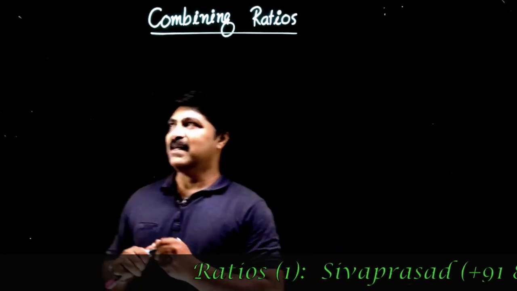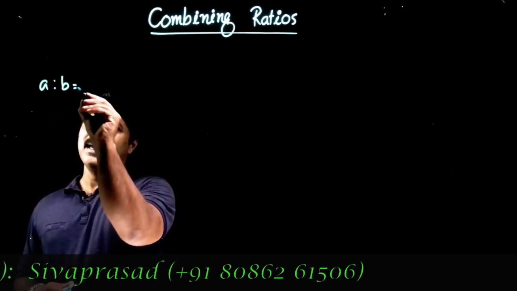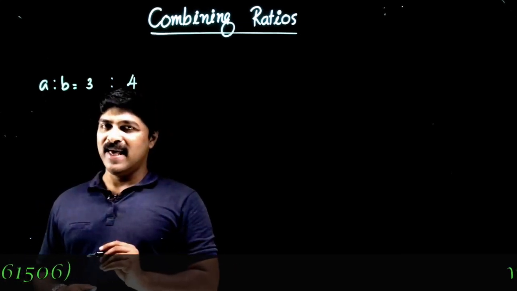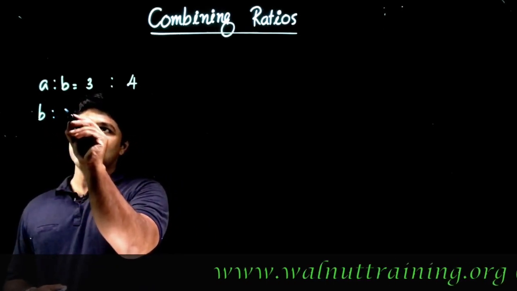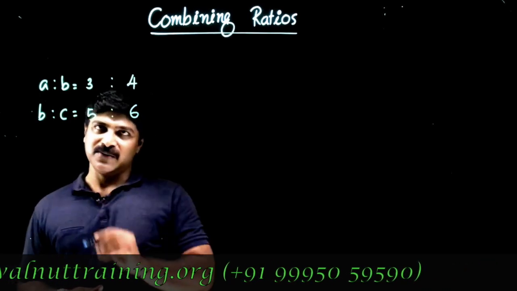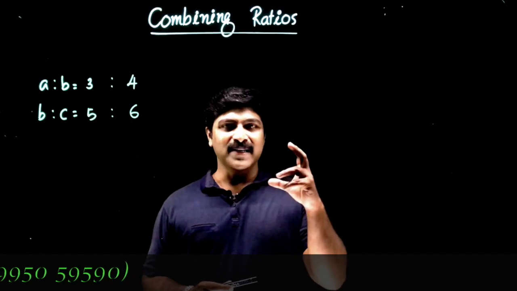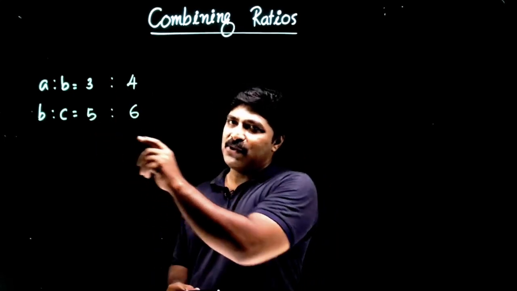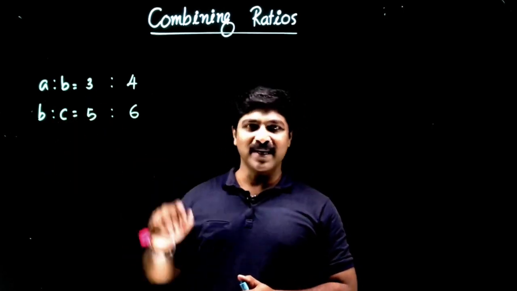Suppose we consider the ratio A is to B equal to 3 is to 4, and another ratio, B is to C, which is 5 is to 6. So we have two ratios here. But understand one very important point: in both the ratios, B is a common term. So here B is a sharing term.